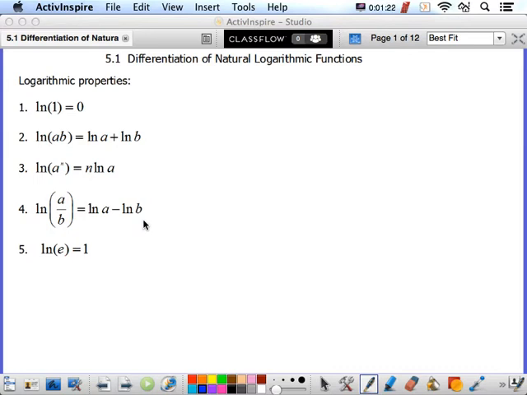And finally, the natural log of e equals 1. So those are the properties that you need to be really familiar with in order to differentiate natural logs.